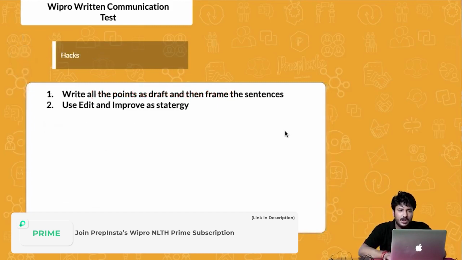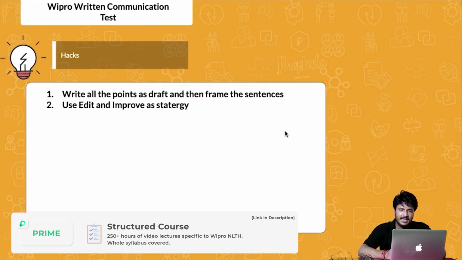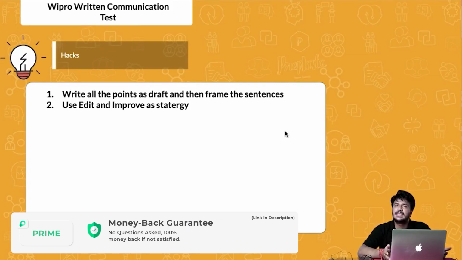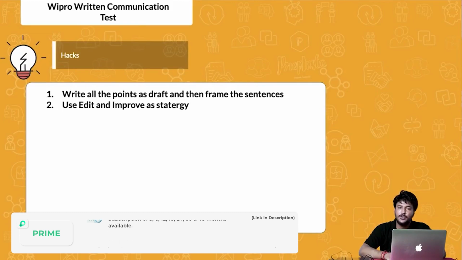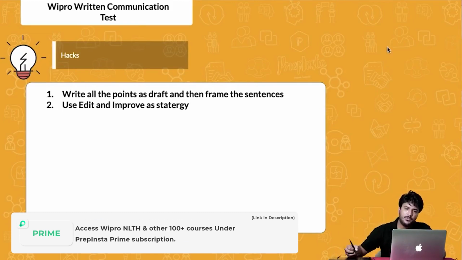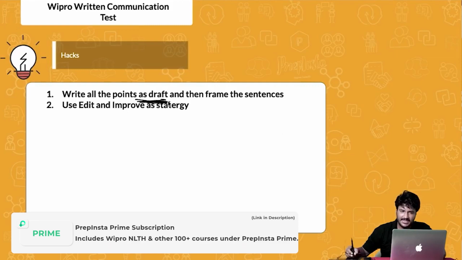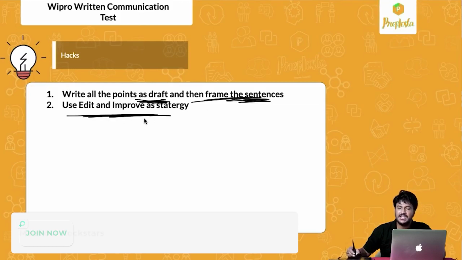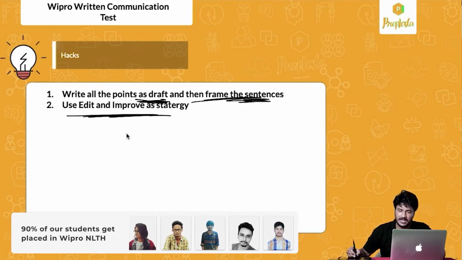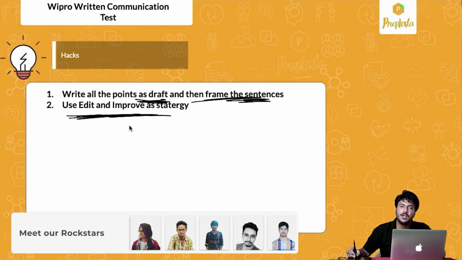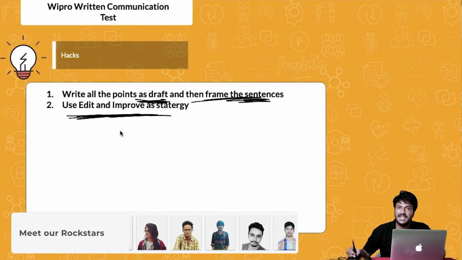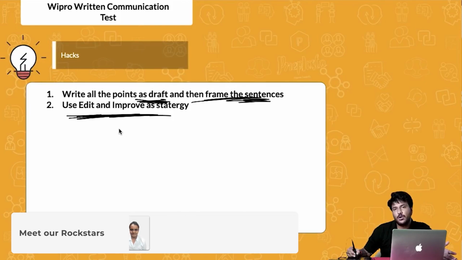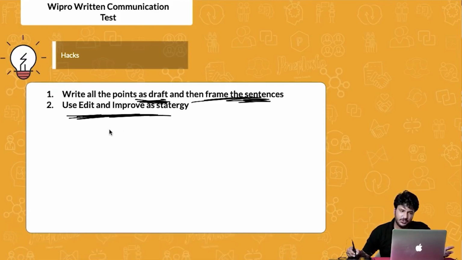Okay, so the best strategy and hack that I will say is, write first. You can simply start by writing the whole essay at once, but make sure that you reiterate, right? Write all the points as a draft. You can write a draft essay and then frame the sentences on it. You can use the edit and improve strategy: you write the whole essay, then proofread it again and edit the points, use a variety of words, and look for spelling errors. Sometimes you may understand that this word can have an alternative which is a signpost word, so let me use a signpost word, right?